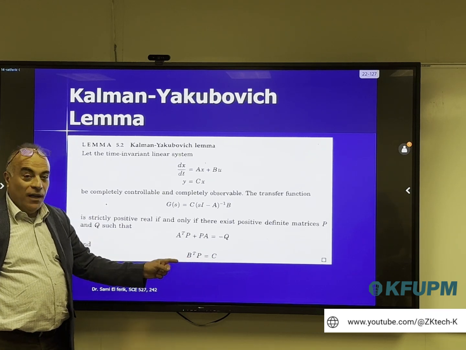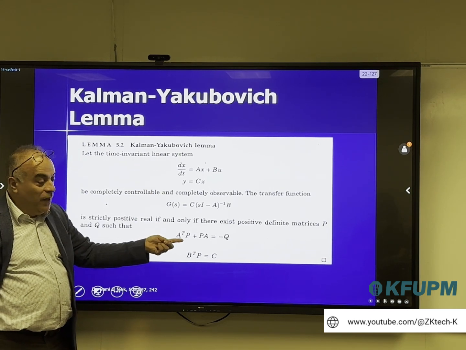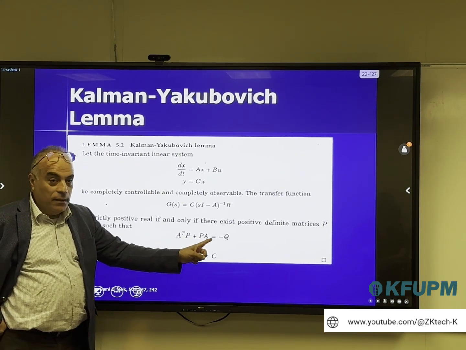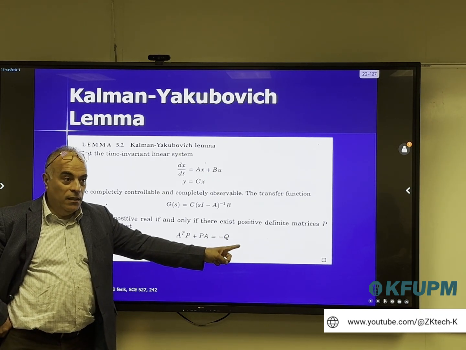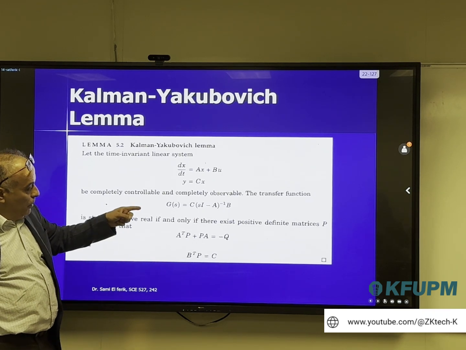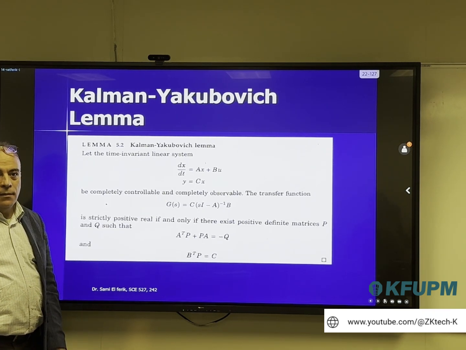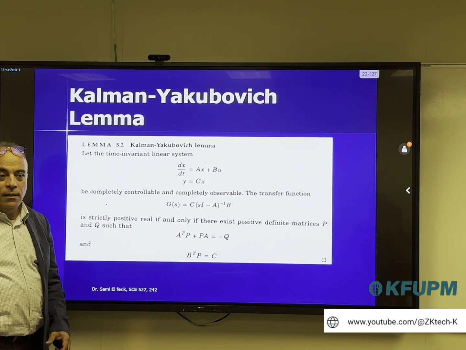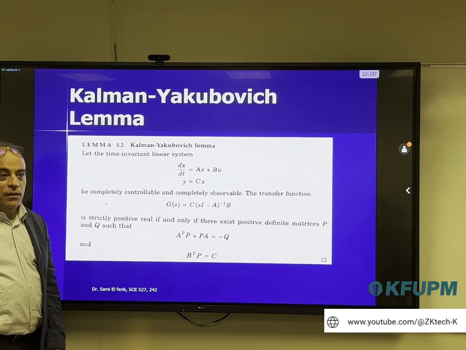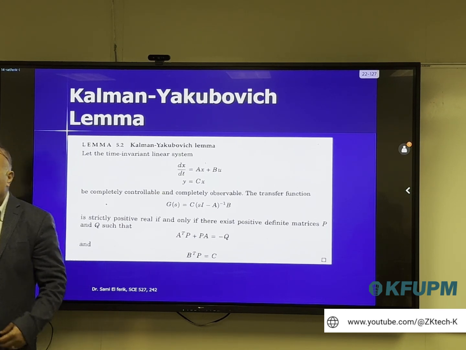And if I have a system with a state space, and I'm able to find a P that verifies the stability condition and B transpose P equals C, it means if I compute the transfer function, it will be strictly positive real. So it's an if and only if condition, right? Both conditions. Make sense to you?